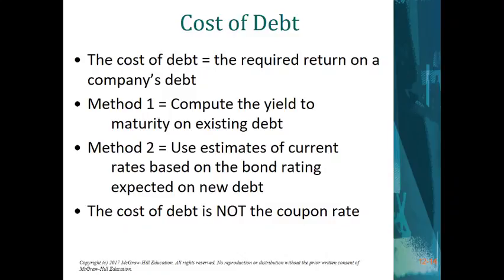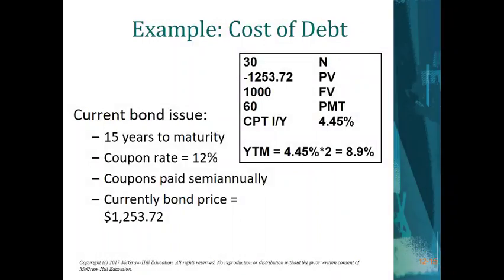You could also use estimates of current rates based upon the bond trading expected on new debt. If the company had, let's say, a bond rating of AA, you could find out what companies are charging or what they're selling bonds for at that time. Note here that the cost of debt is not the coupon rate, because that's in the past, that doesn't indicate current market value of the bonds.